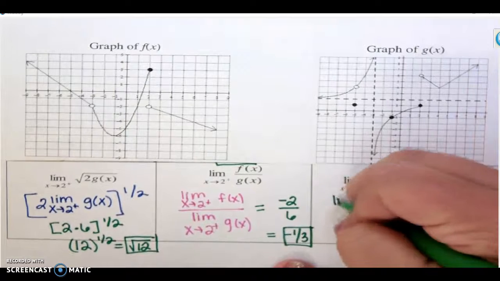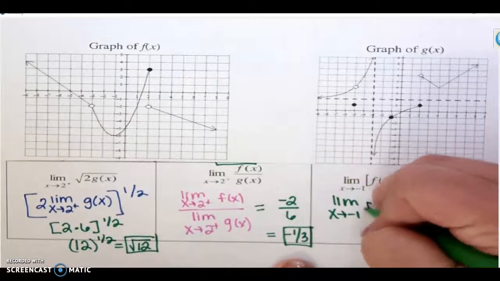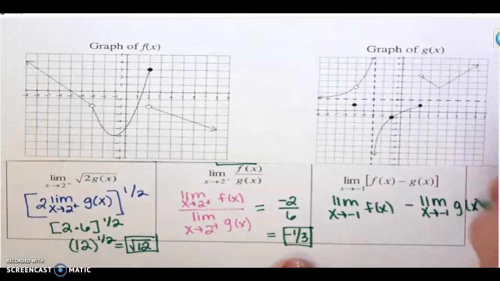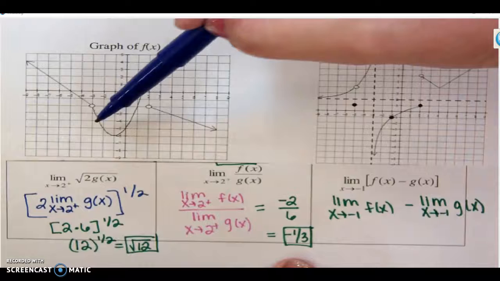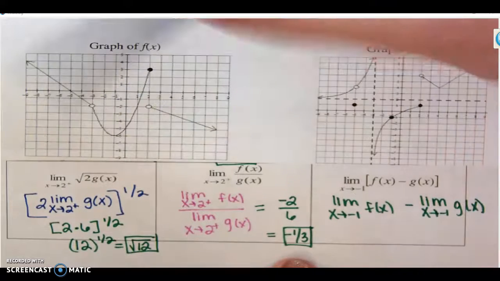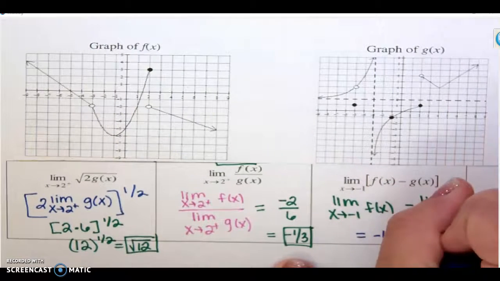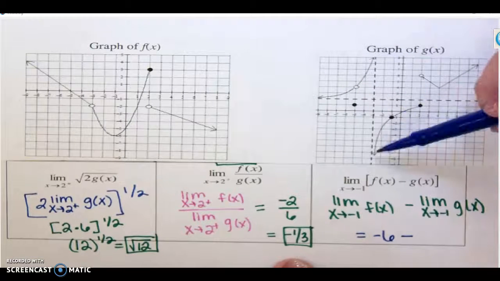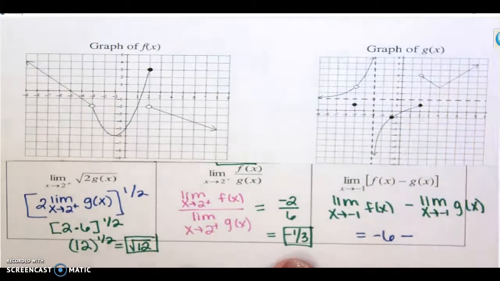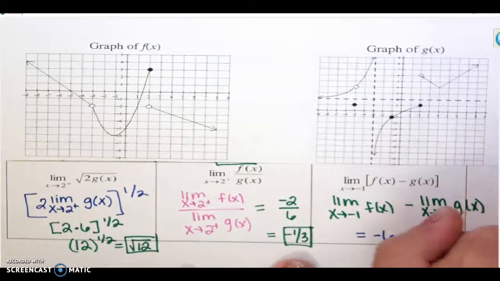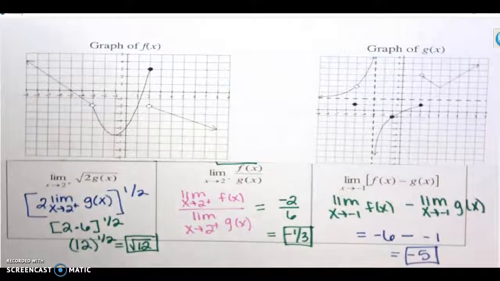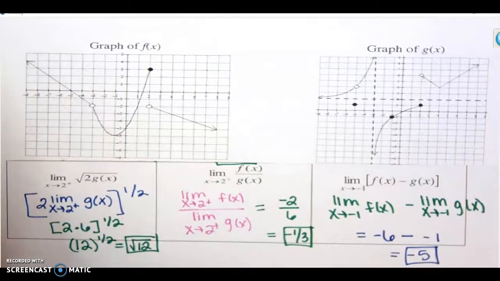Okay, and then the last one we just have is subtraction. Okay, so if we do the limit as x approaches -1 on f of x, so from the left and the right it's approaching -6. And we have minus. And then for g of x, as x approaches -1, the left and the right is approaching -1. So we're going to end up with -5. Okay, so that's how the properties are used with your limits, looking at the graph.